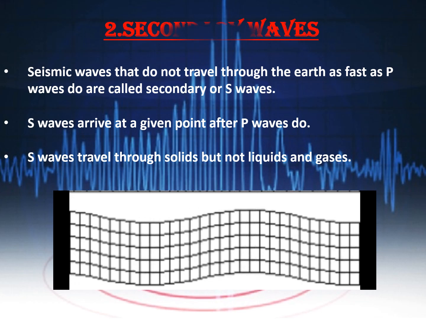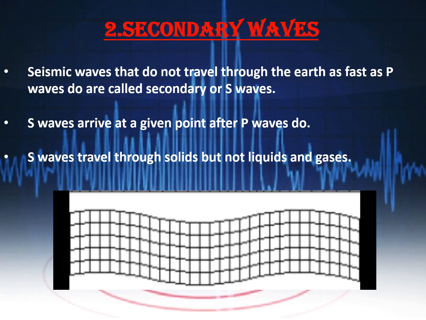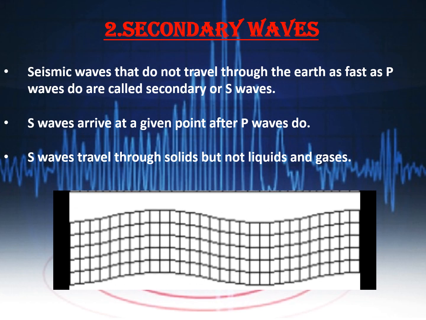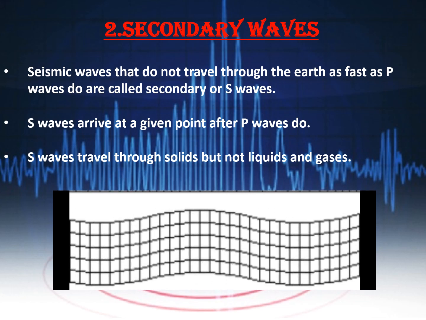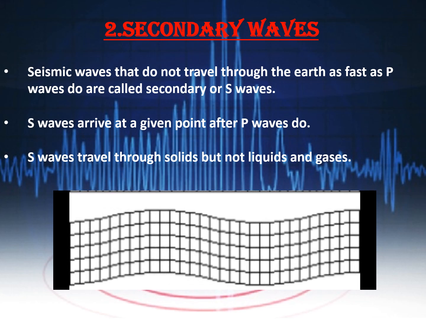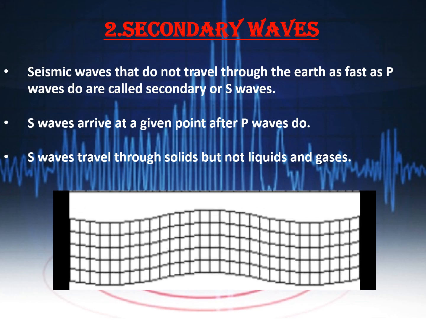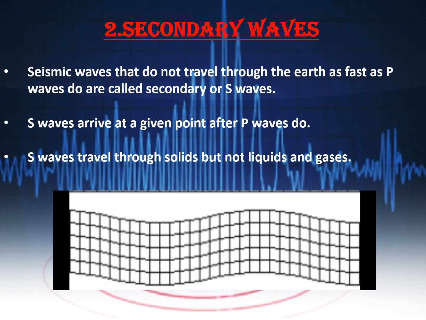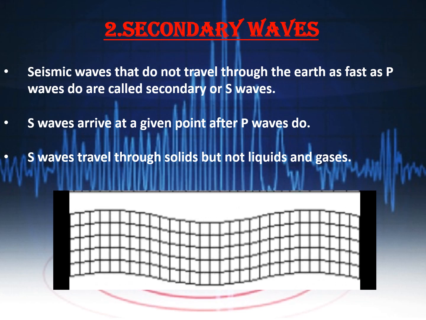The second one is the secondary wave. The waves which reach the Earth's surface after the primary waves are called secondary waves. These waves also scatter in all directions from the focus of the earthquake. Secondary waves travel at about 2 to 5 kilometers per second through rock, about half the speed of the primary wave. The particles lying in the way of these waves move up and down in the direction of energy transfer.